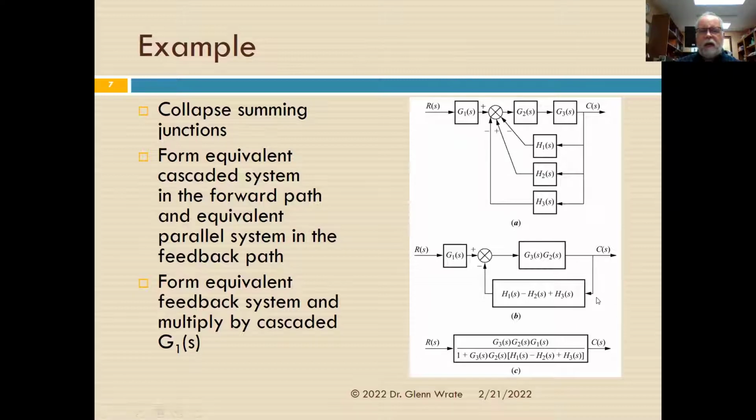Okay, and then the last thing we do is we have what's called a forward path here, and then we have a loop gain here. And so our forward path is G3, G2, G1, and our loop gain is what you see there. And I'm going to go over this more later on.